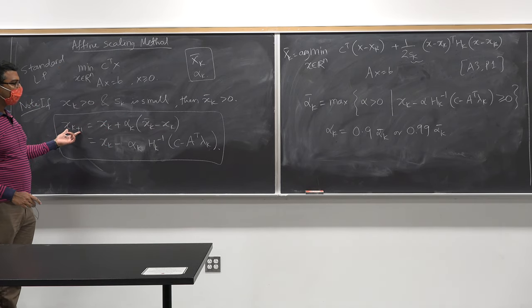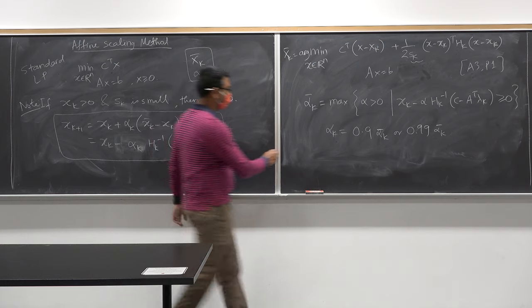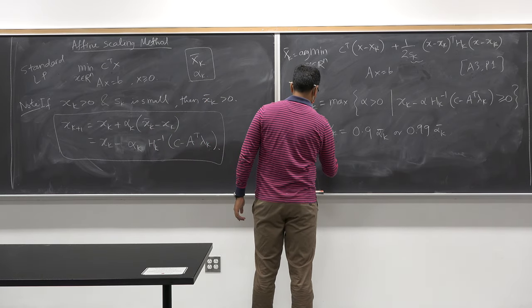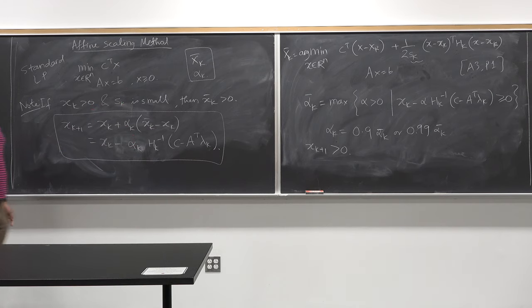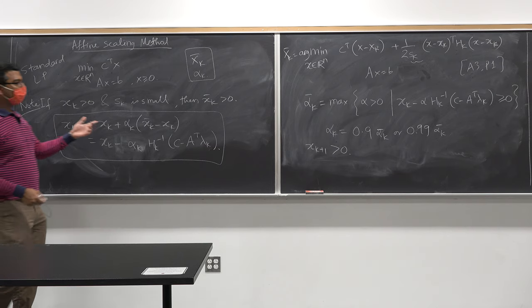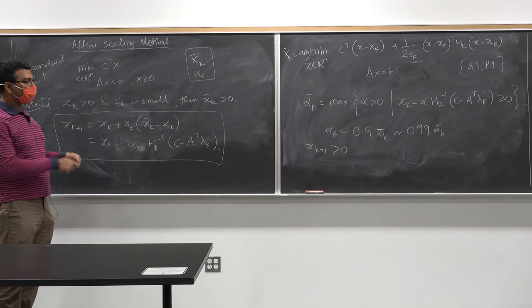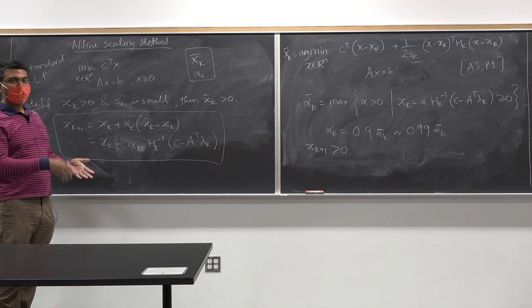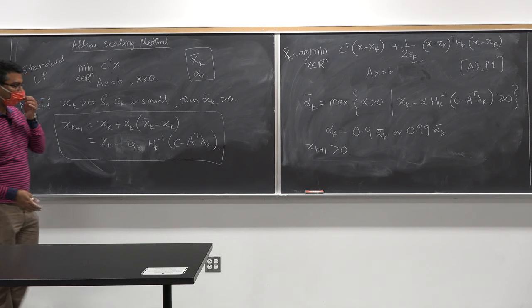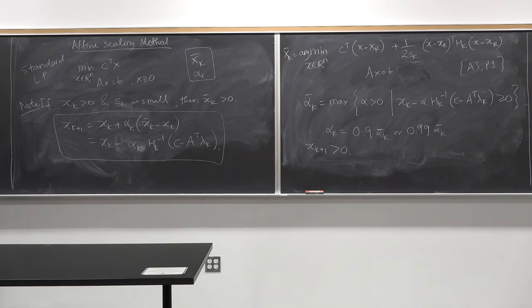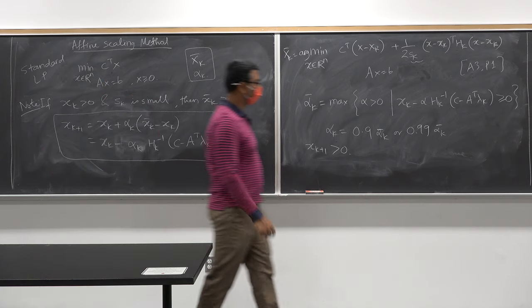And remember that xk plus 1 would be a strictly positive vector. So all the elements of xk plus 1 would be a positive number. And so as you can see, at every point of time, you start with a positive vector, and you end up with a positive vector, and then you restart the entire iteration all over again. That's the way this affine scaling method works.